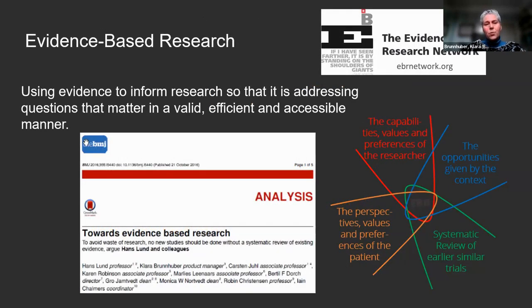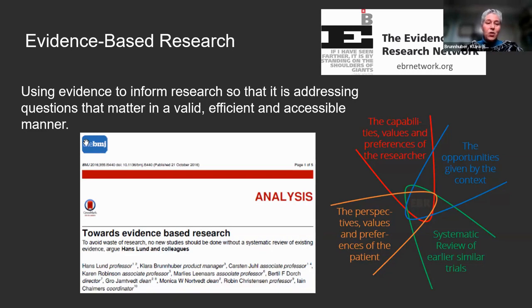This means that evidence in terms of a systematic review should inform research so that it always addresses questions that matter. And it means that they are valid, efficient, and accessible.